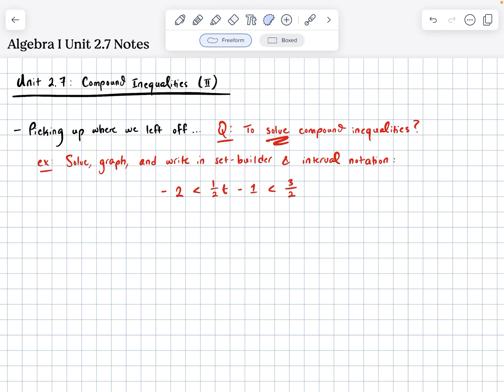But there's something a little different about the way that I go about isolating t in this case. What changes? What's a little bit different about solving this inequality compared to the other ones that we were working with before we were introduced to our compounds?